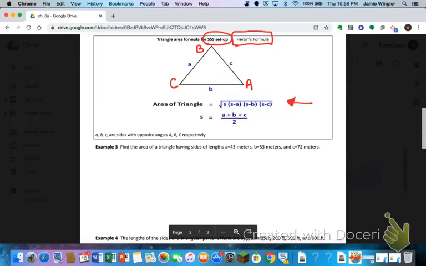S in this case is 1/2 of the perimeter. A plus B plus C is the perimeter, and then you divide that by 2, so S is 1/2 of the perimeter.